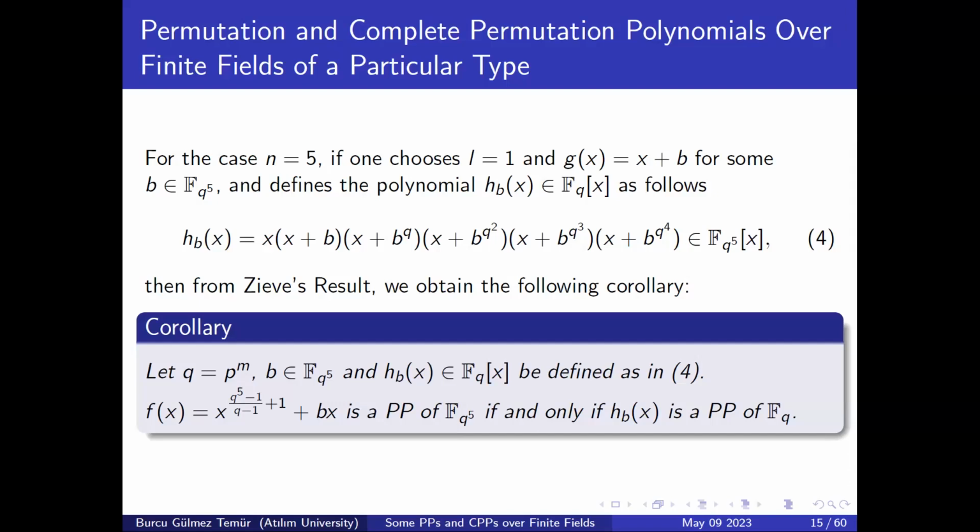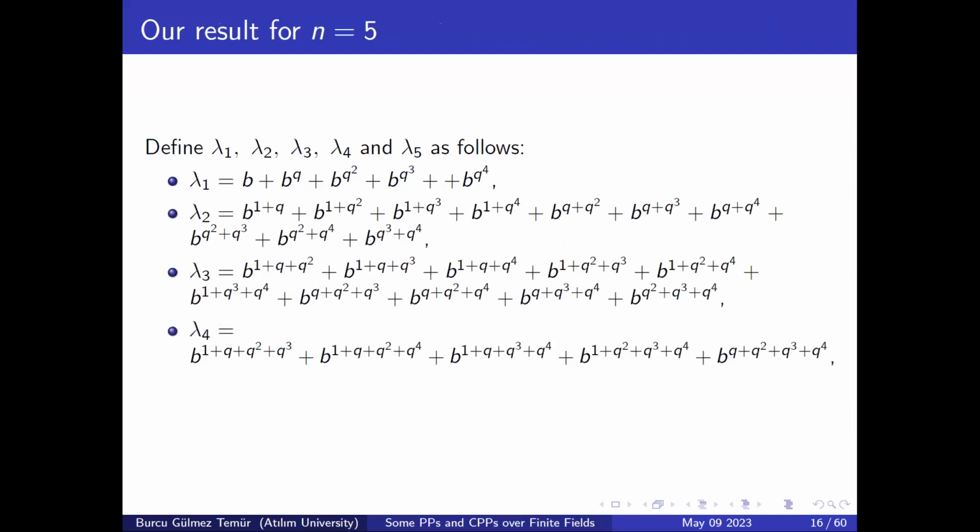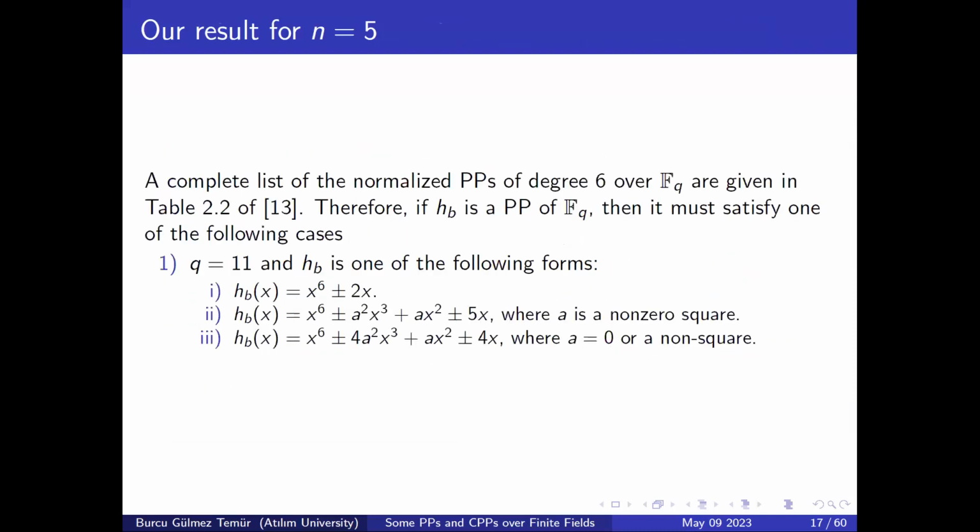So you can use some previous results. Here we used the idea. We defined lambda 1 up to lambda 5 in terms of b. You will see what happens here. Actually, the main idea here is we are looking for b for which h sub b is a permutation polynomial. So the idea was this: we have a notion of normalized permutation polynomials. I forgot to define it.